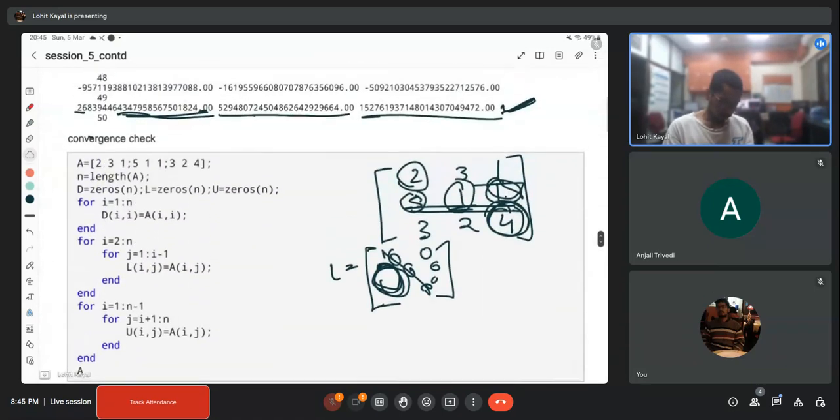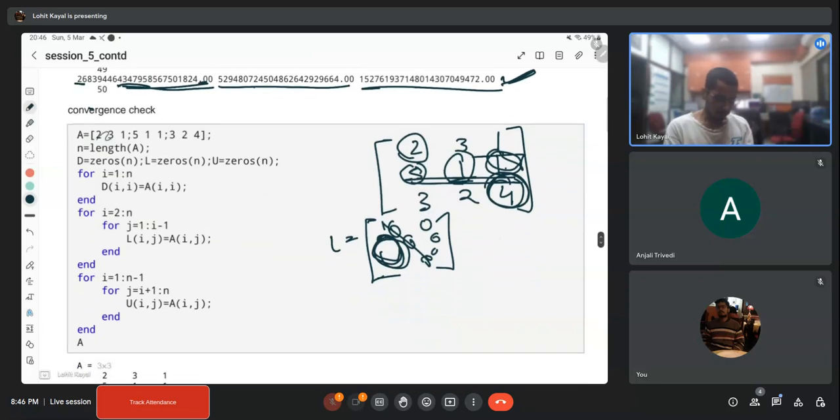I think this is clear. So there are three main codes. The first one is finding D, L and U. Please verify if this is working fine for some 5 by 5 matrix, 6 by 6 matrix.